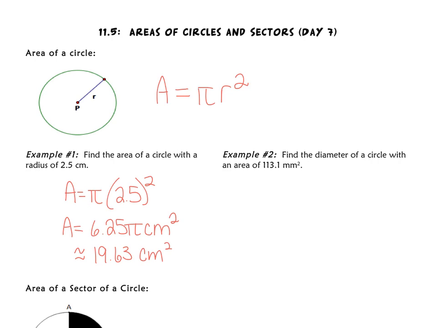All right, so if it asks you for the exact answer, remember you will never press that pi button on your calculator. If it asks for the approximate, you will press that button and get the decimal equivalent.